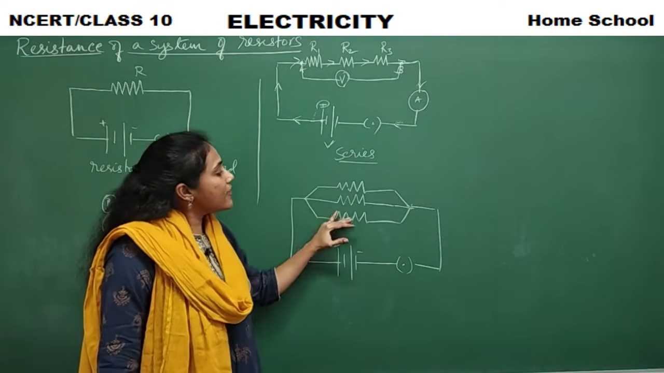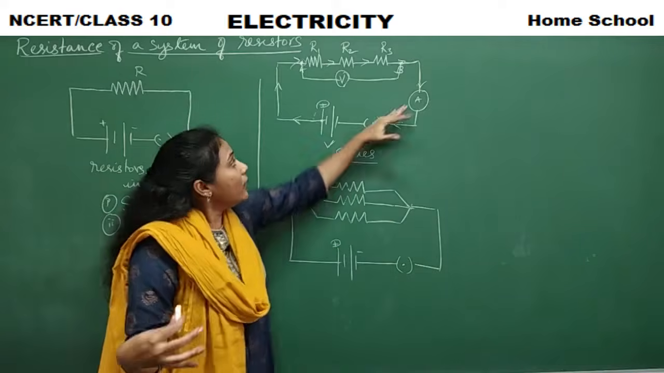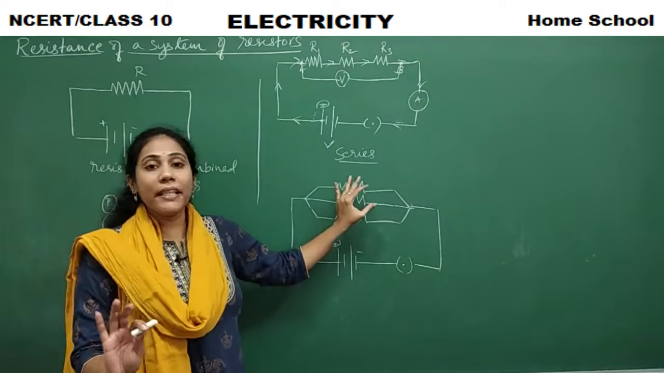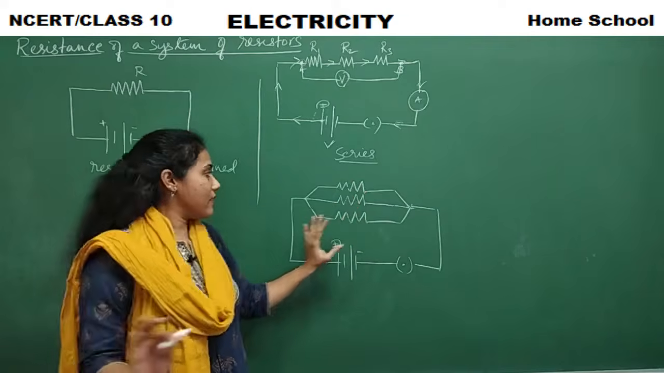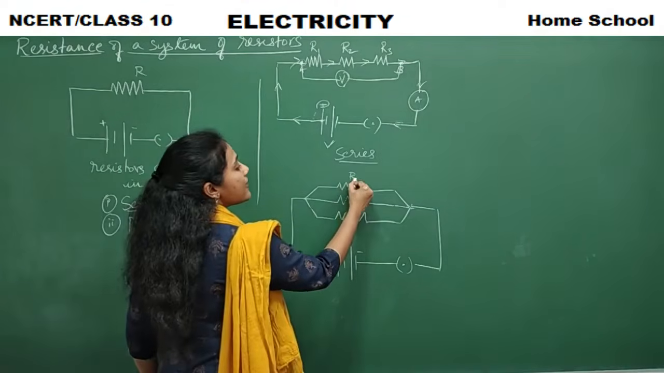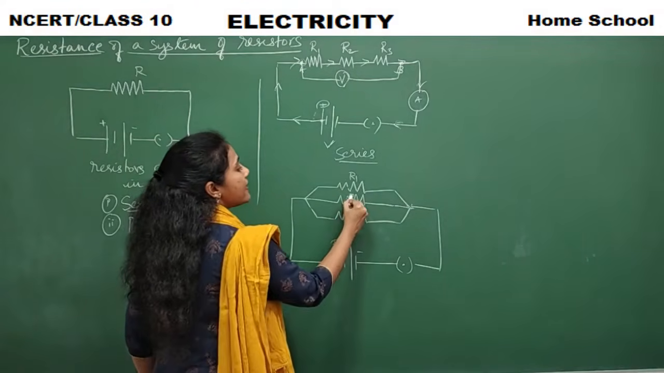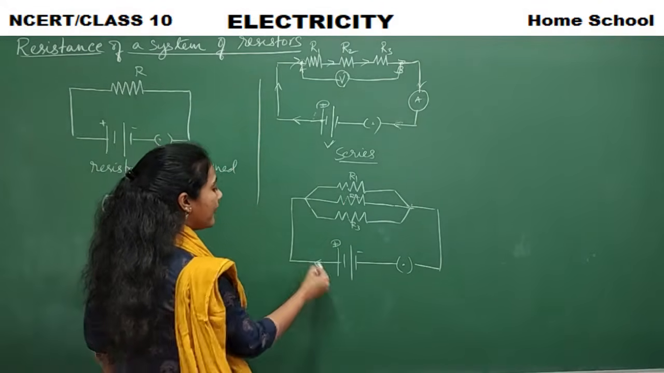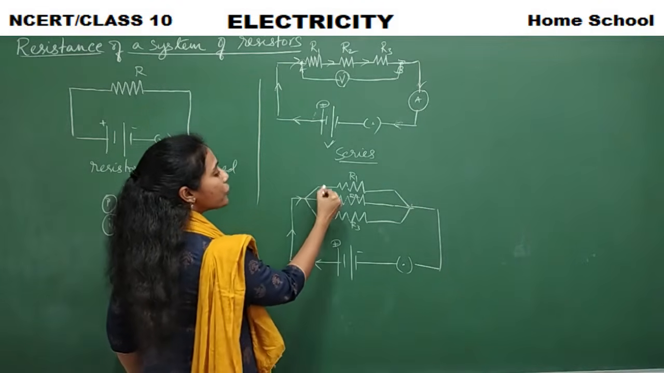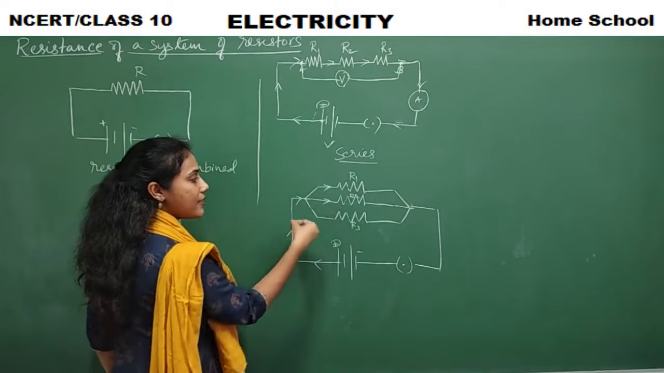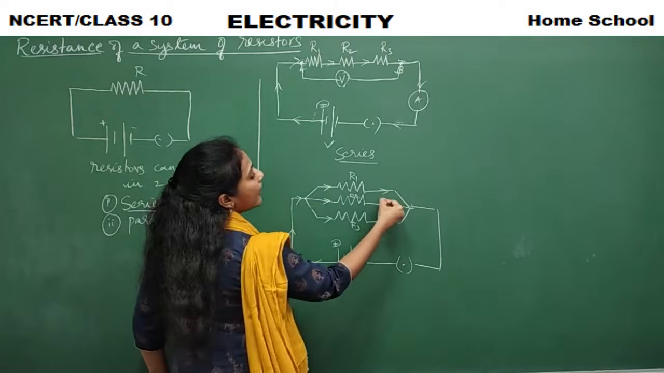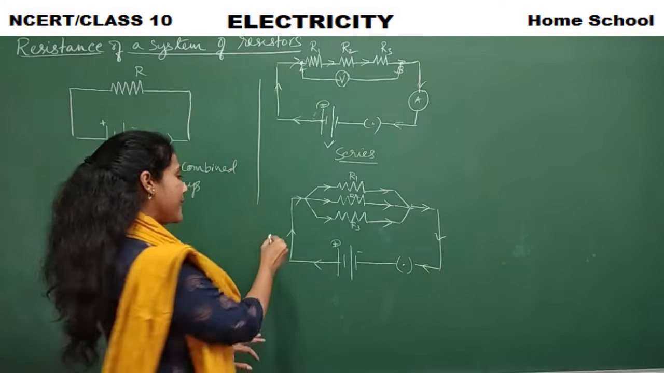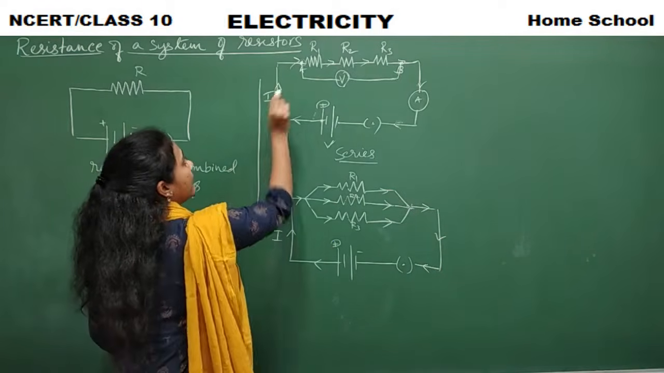All three resistors are not connected end to end. Their path is different. This is what we mean by a parallel connection of resistors. This is the first resistor of resistance R1, this is our R2, this is our R3. Now you have to show the direction of current. Current would pass to this resistor as well as this resistor, and again it will come back in this direction. So this is our direction of current, that is I.